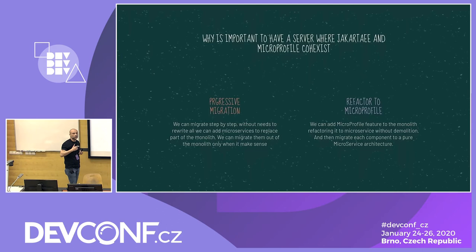Adding cloud-native features to the monolith through MicroProfile is possible and should probably be done as the first step of any migration, because it will permit you to monitor your monolith and understand it better.